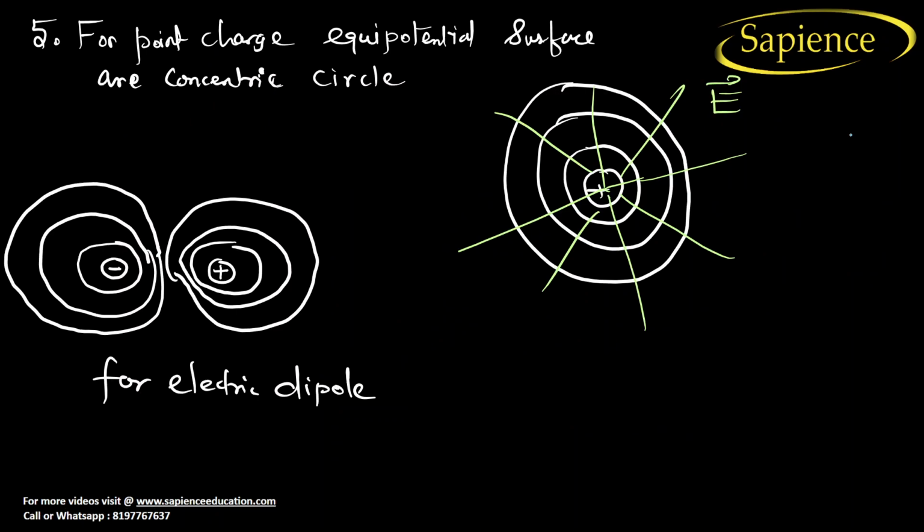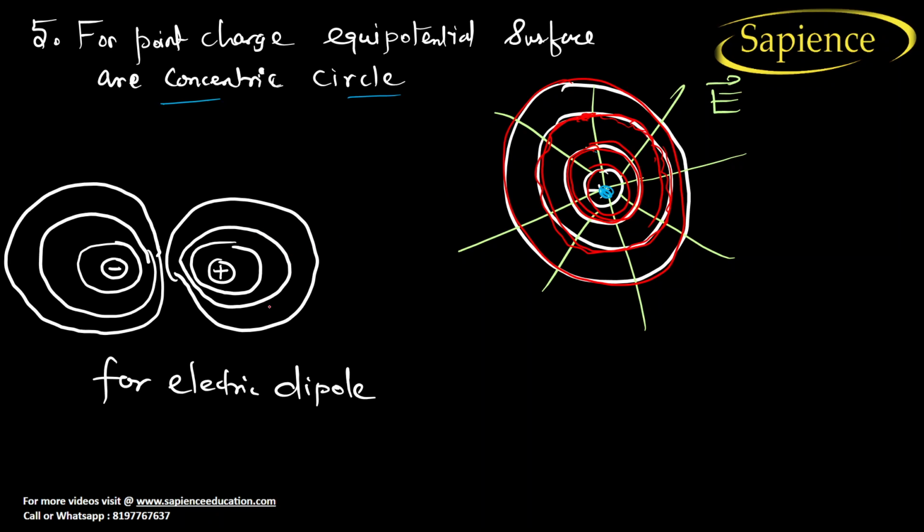Now, for a point charge, equipotential surfaces are concentric circles. See here, this is the point charge. So the concentric circles are the equipotential surfaces. Everywhere on this sphere there will be equal potential. So no work will be done when the charge is moving on this sphere.